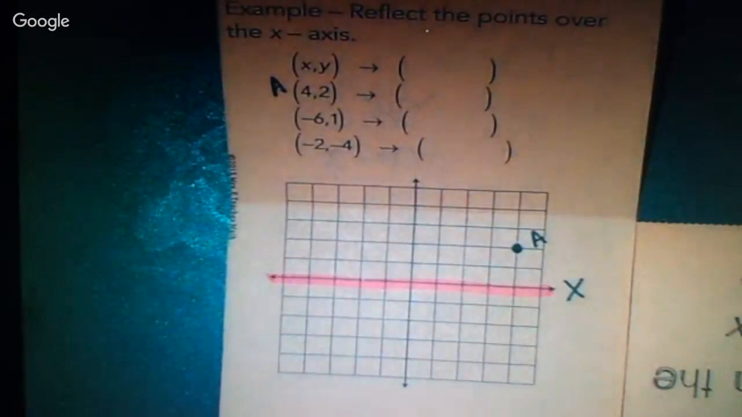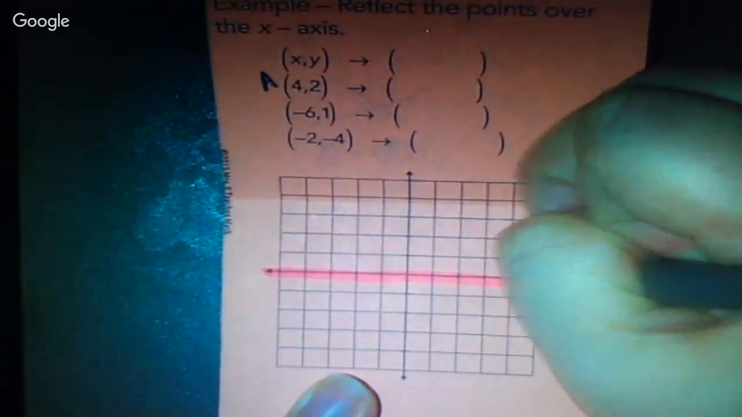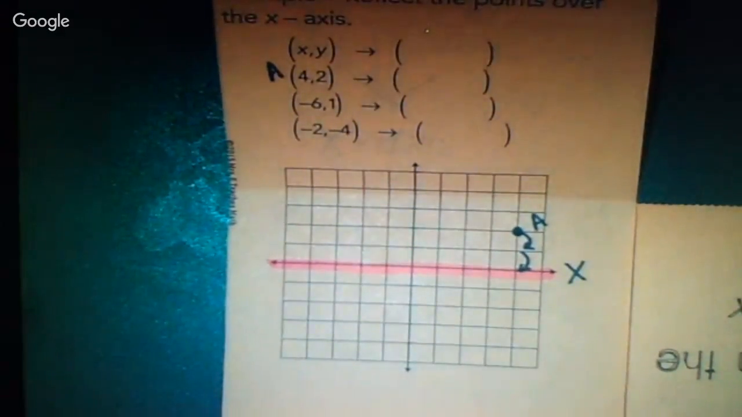So when I reflect over a line, I have to be the same spaces away from the line. So right now, to go from my point to this line, I have to go 1, 2 spaces. Okay, A is 2 spaces away from that line. So to draw my new point after reflection, I need to go another 2 spaces. It has to be the same distance in between the points.